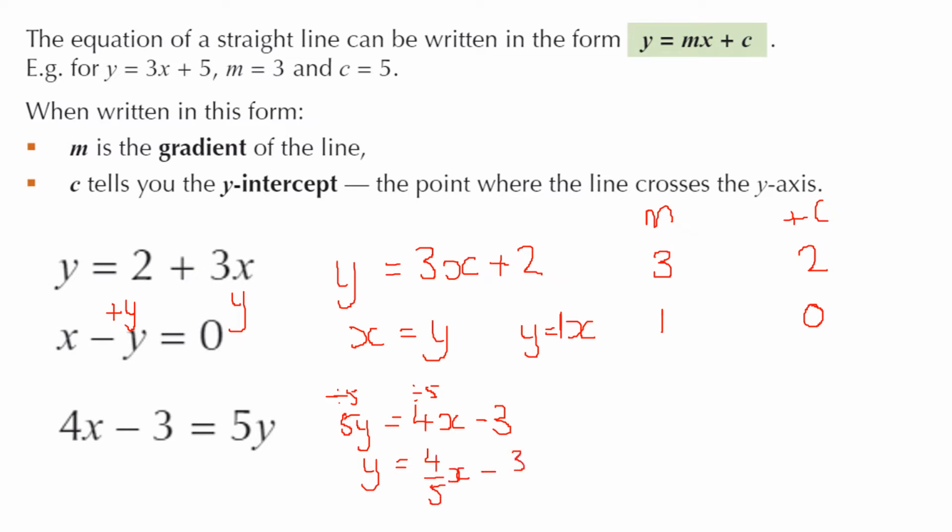minus 3 over 5. So now this is in the form that we want it to be, y equals mx plus c. Our m value would just be 4 over 5, and our plus c value would be minus 3 over 5. Make sure you always include the negative. We don't always write the plus when it's a positive, but when it's a negative, make sure you always include the negative.